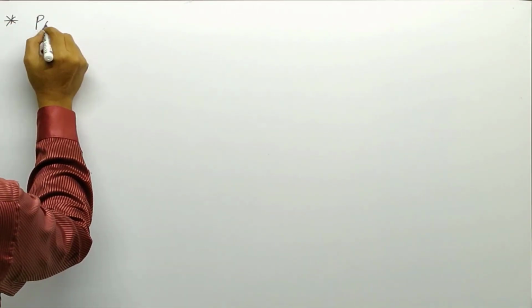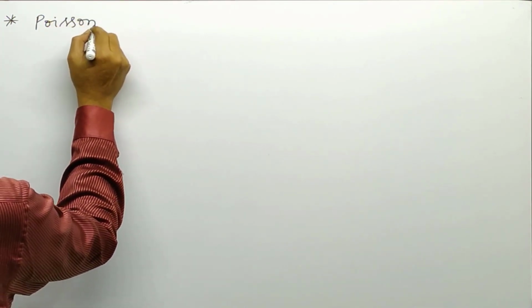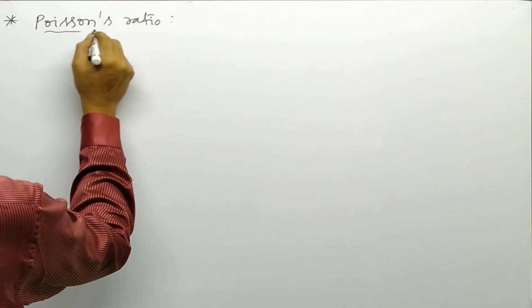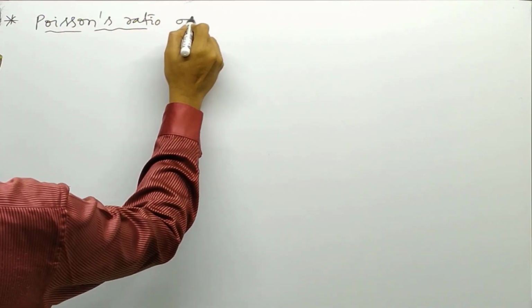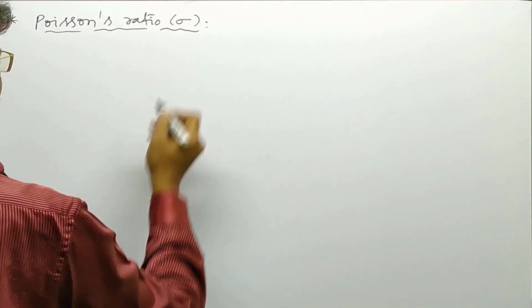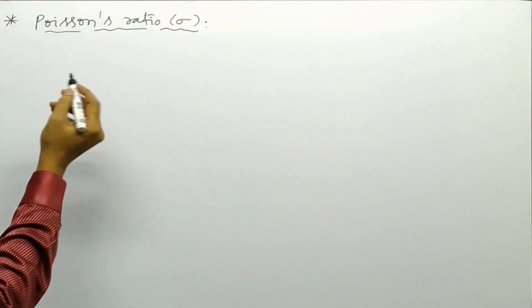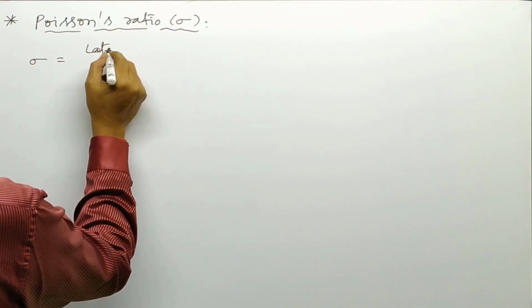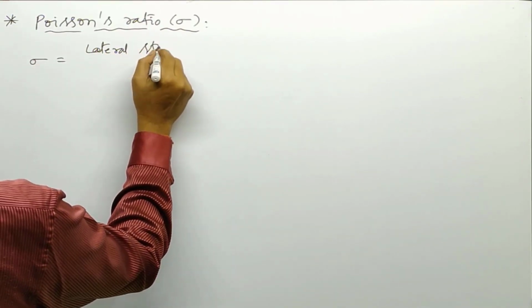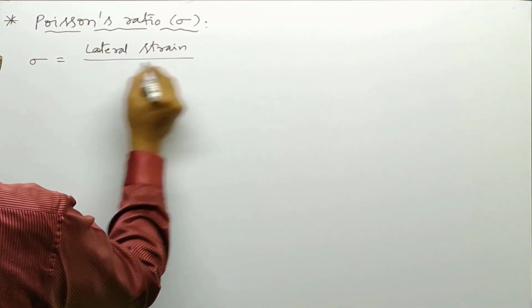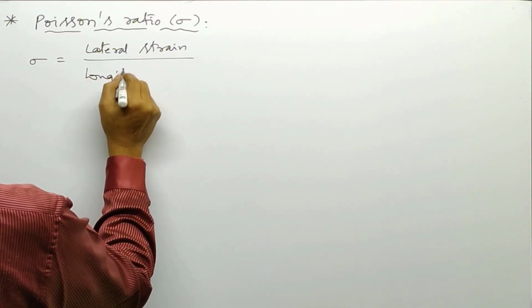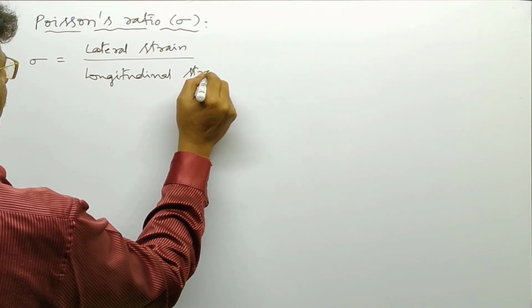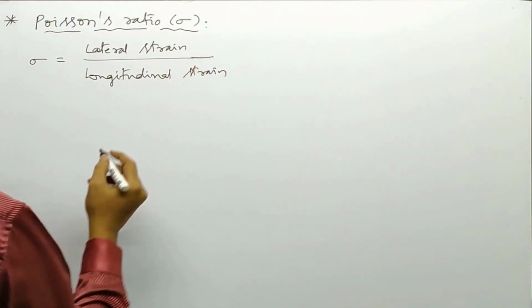Next point is Poisson's ratio. This Poisson's ratio plays an important role in deciding the elastic nature of materials. It is defined as sigma is equal to lateral strain divided by longitudinal strain. Lateral strain by longitudinal strain.